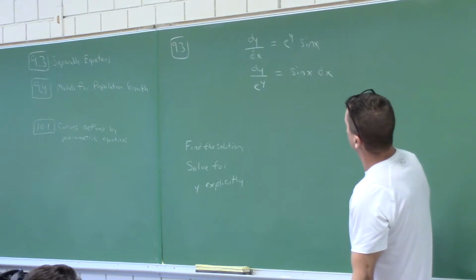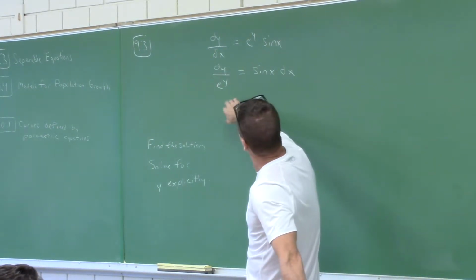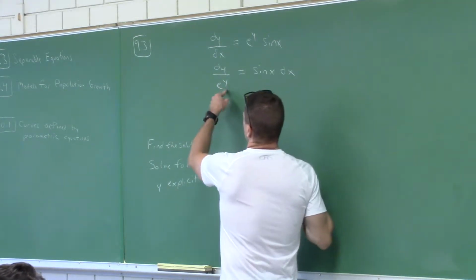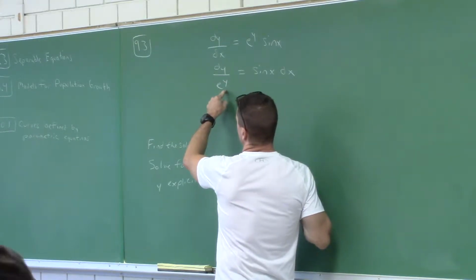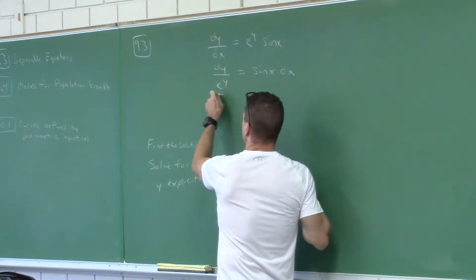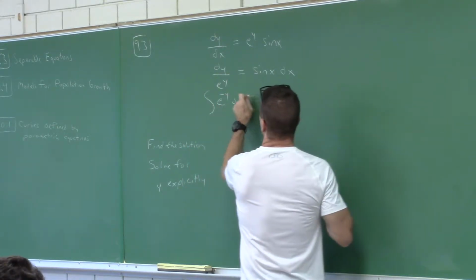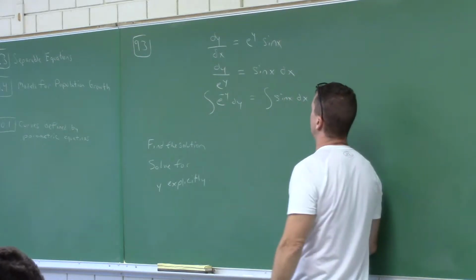All right, now we've separated, let's integrate both sides. Integrate this side with respect to y, integrate that side with respect to x. How do you do that? Isn't that e to the negative y? So let me write e to the negative y dy. Help me integrate that, and we're going to integrate this sine of x. That's going to be easy.